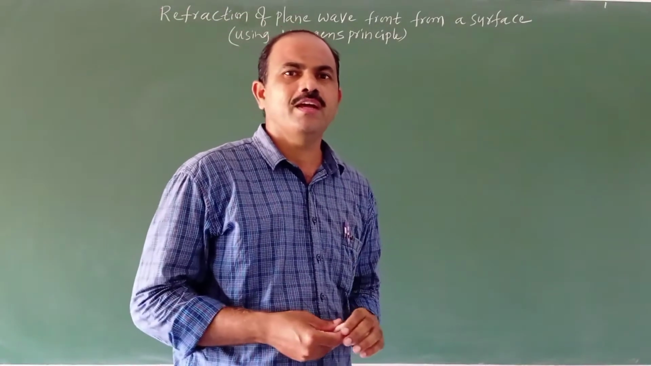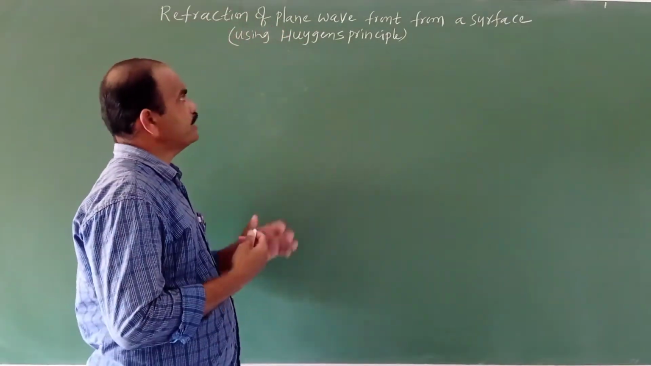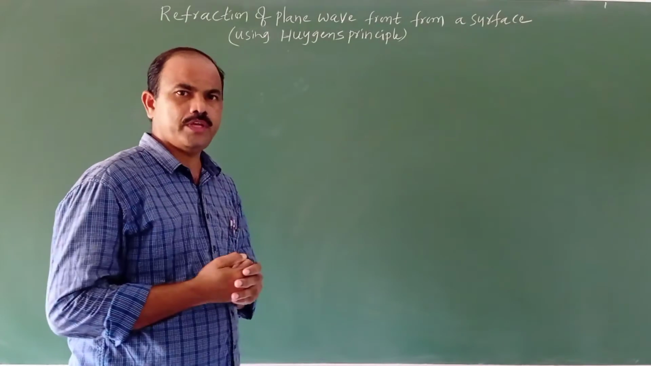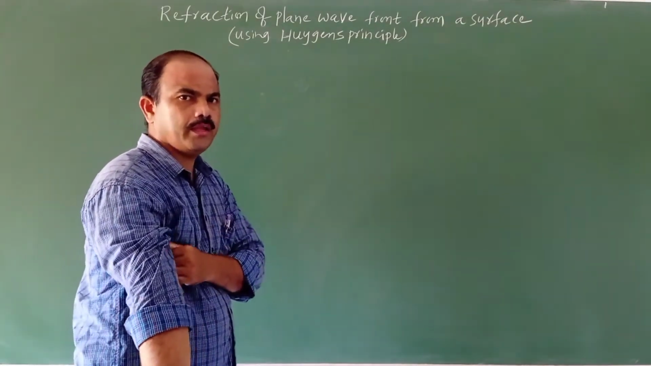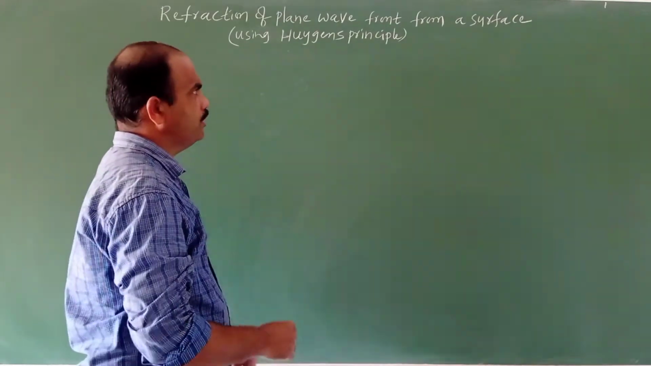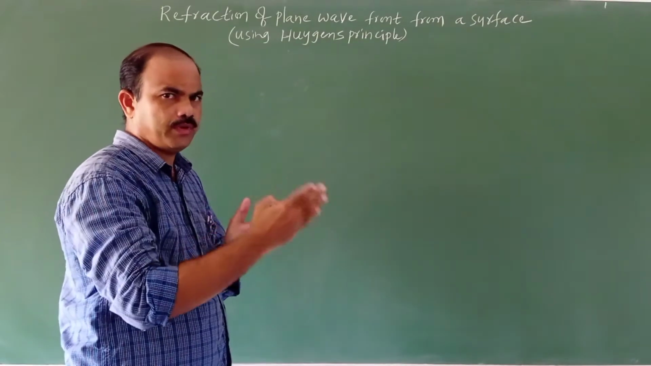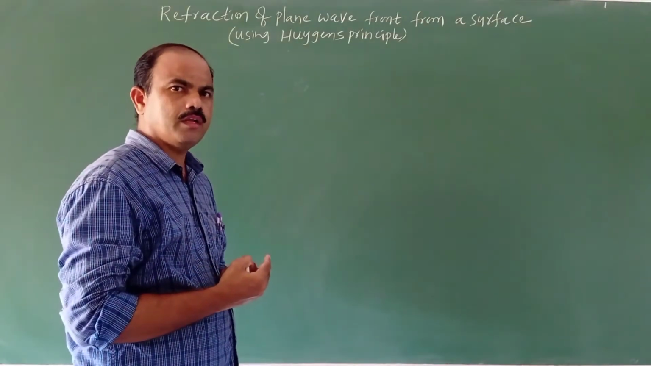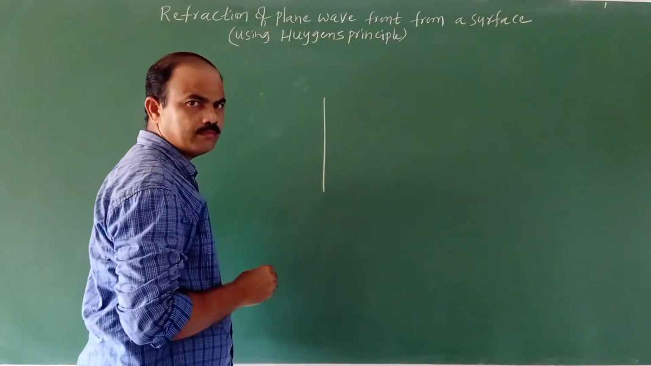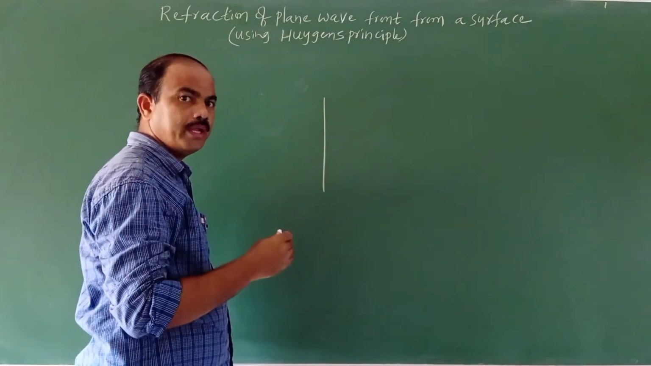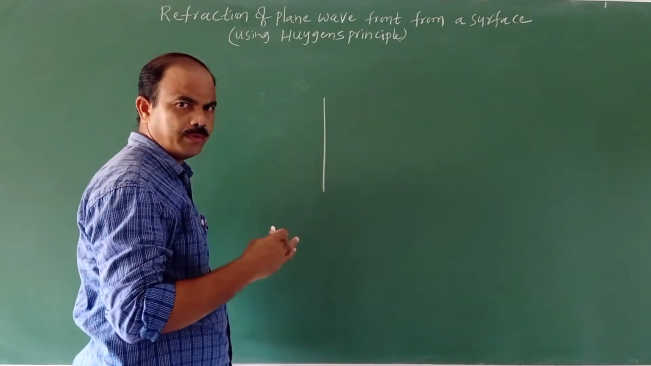Hello children and viewers. Today I am going to explain refraction of a plane wavefront from a surface using Huygens principle. We already learned the Huygens principle. The important point is, if we know the wavefront, how can we draw the incident rays? For example, this is the wavefront. For this wavefront, how can I draw the incident rays?